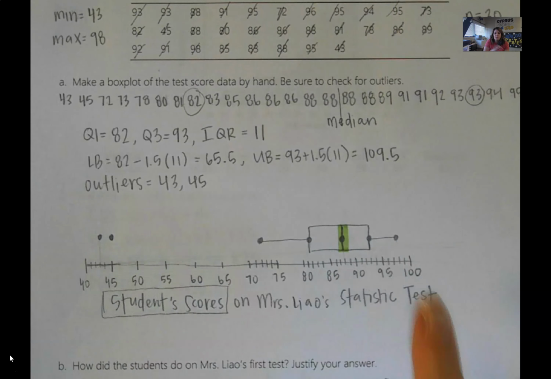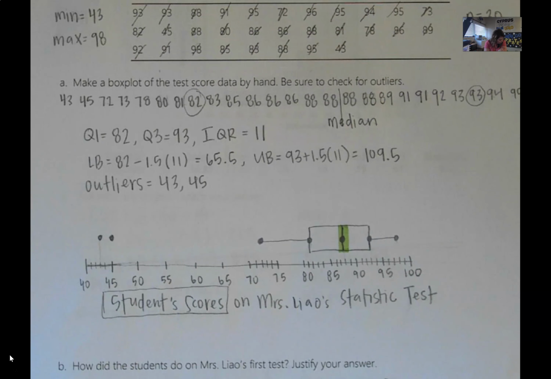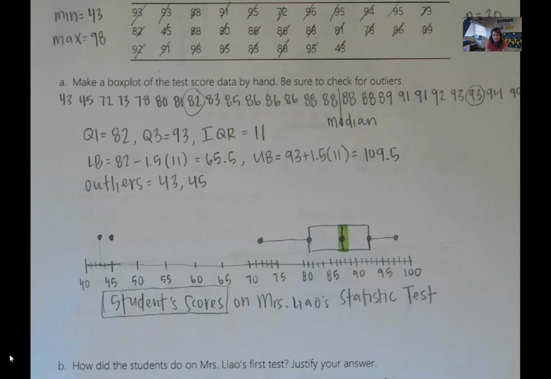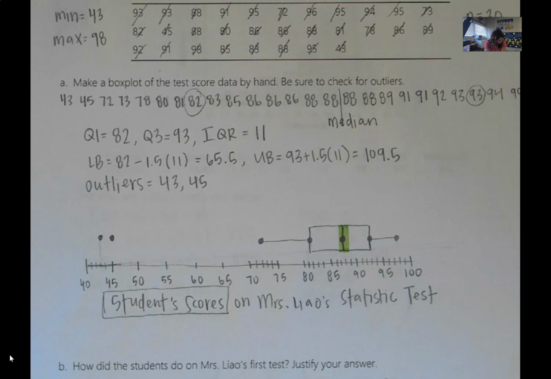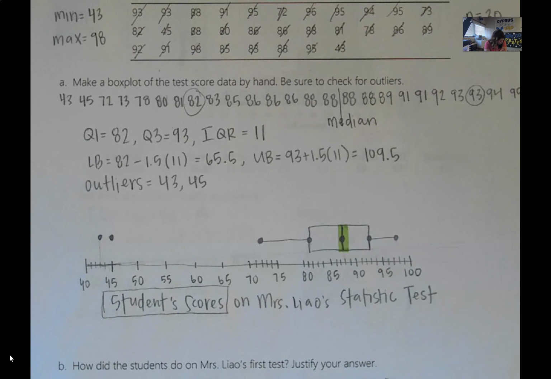Here is my box plot. I have labeled it very specifically. I have labeled it as student scores on Miss Lau's statistics test. But what I have boxed here, just student scores, is enough. You have to label, and labeling as student scores is acceptable. I just was very specific when I labeled this.